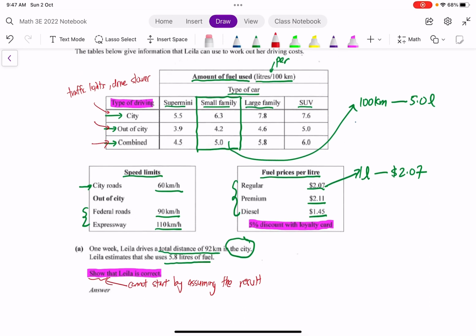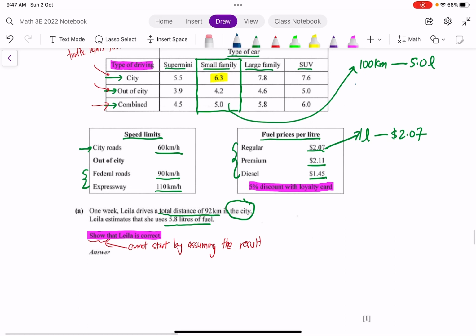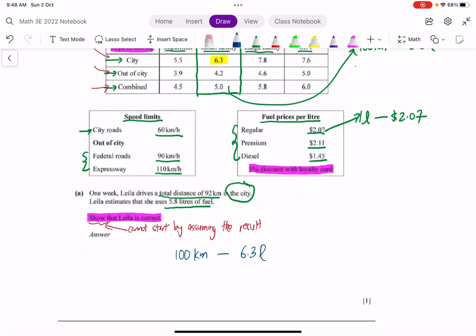Because we are driving in the city, and Layla drives a small family car, the information that we need is to use this 6.3 liters per 100 kilometers. Since we know that 100 kilometers will take 6.3 liters, the question is, if I drive 92 kilometers, how much fuel will I take?